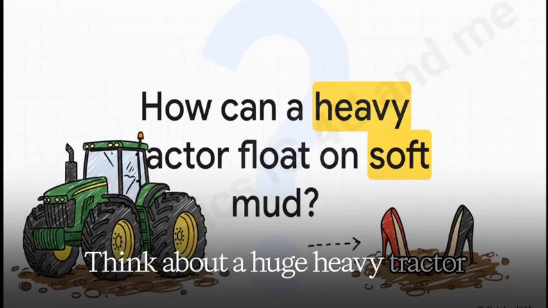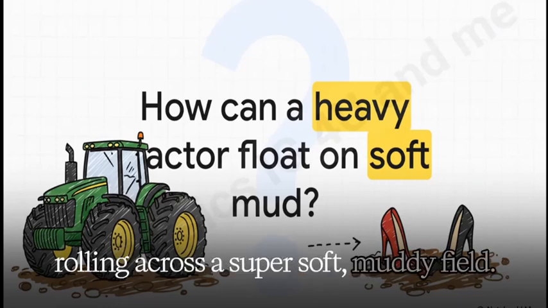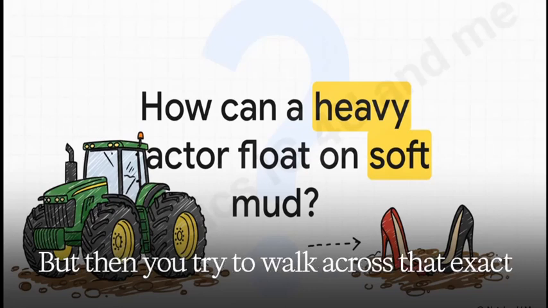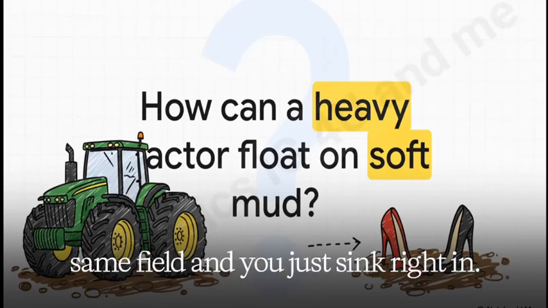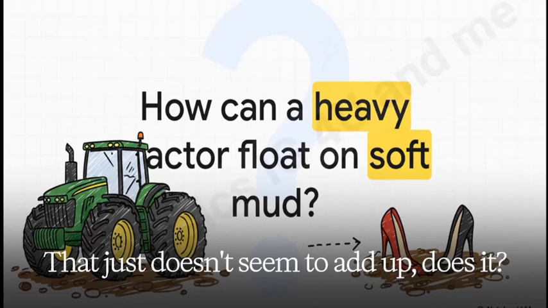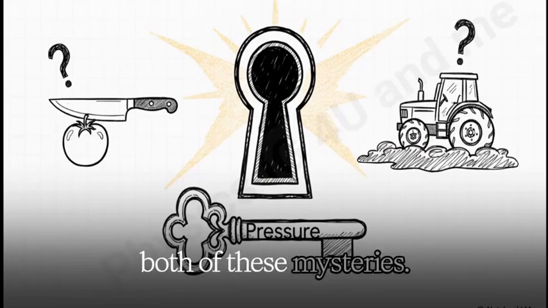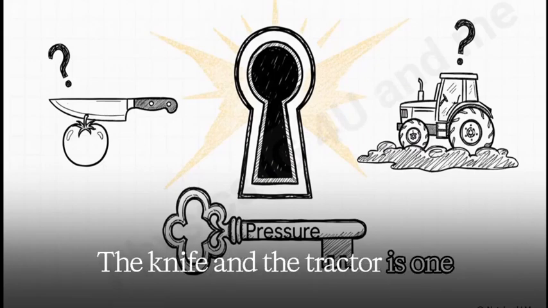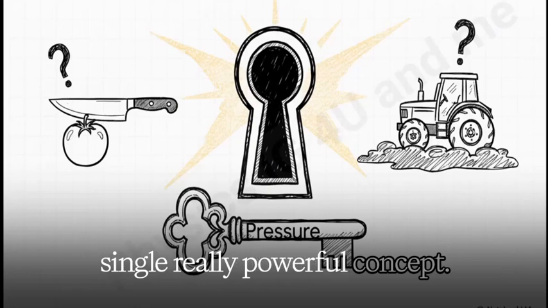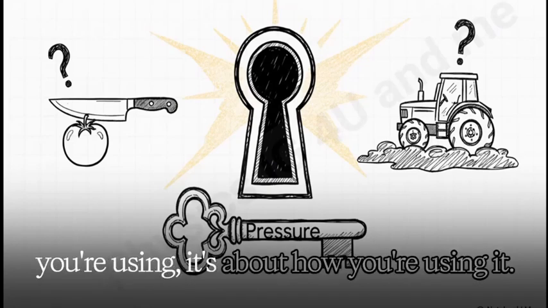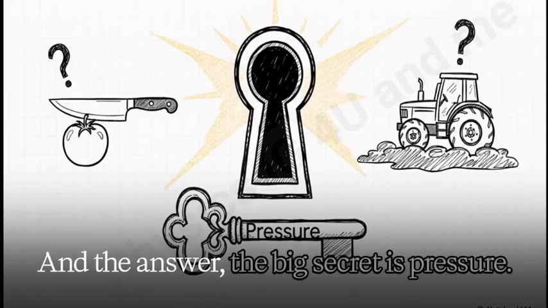Okay, now let's flip that completely on its head. Think about a huge, heavy tractor rolling across a super soft, muddy field like it's no big deal. But then you try to walk across that exact same field, and you just sink right in. That just doesn't seem to add up, does it? How can something so heavy stay on top while something so light sinks? Well, the key that unlocks both of these mysteries, the knife and the tractor, is one single, really powerful concept. See, it's not just about how much force you're using, it's about how you're using it. And the answer, the big secret, is pressure.